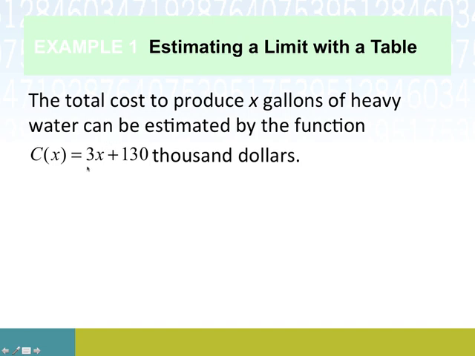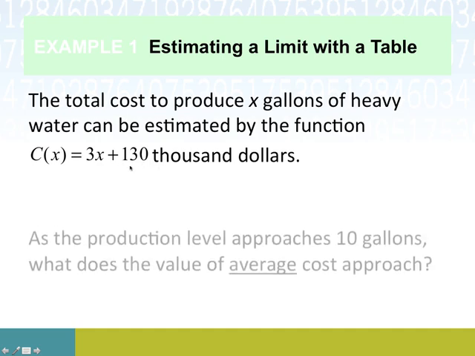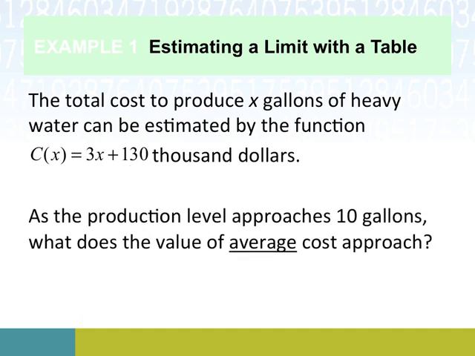So we've got a component of this that's variable cost. If we want x gallons, it looks like it costs about $3,000 per gallon to create this. And then the 130 is our overhead. This might be the facility itself to produce the heavy water, the labor, electricity, etc. As the production level approaches 100 gallons, what does the value of average cost approach?